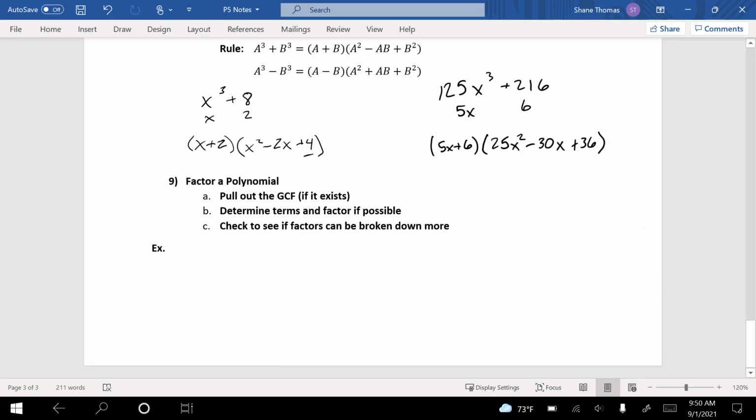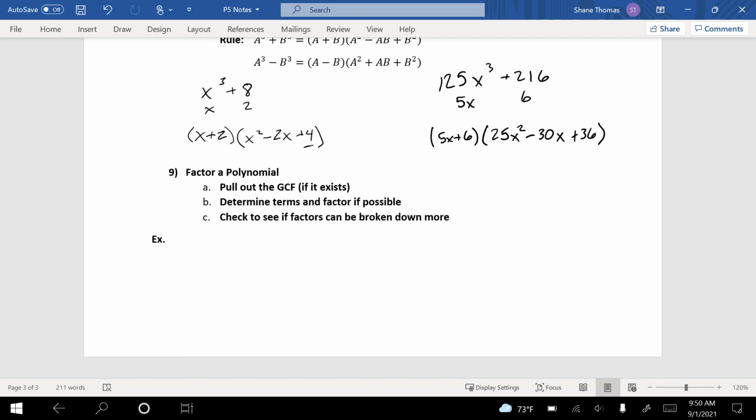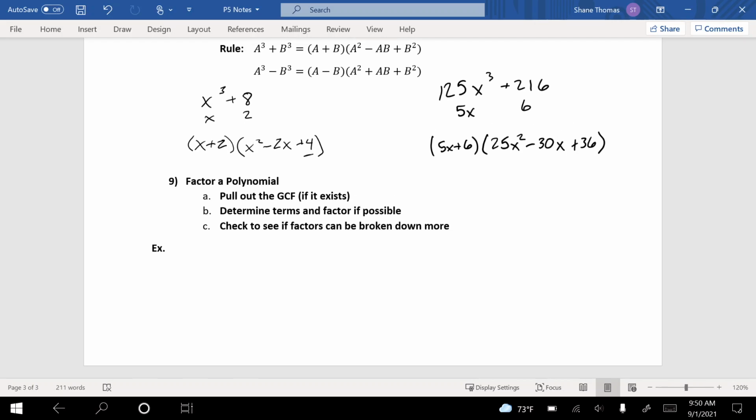Last one. This is just kind of an overall thing. If we want to factor a polynomial, you want to pull out the GCF if one exists, determine if terms factor if possible, and check to see if you can break them down even more. Okay? We're going to look at a couple more here. You got room on the back too if need be, right? I got 4 problems. I'm going to do 2 different styles and then give you one of each style to try.